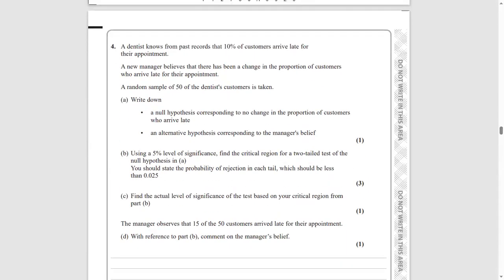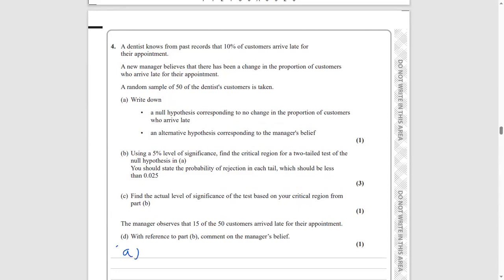So a dentist from past records knows that 10% of customers arrive late for their appointment. Okay, so a new manager believes that there has been a change in the proportion of customers who arrive late for their appointment. So we're going to take a random sample of 50 of the dentist customers. So the first part of the question says, write down a null hypothesis corresponding to no change in the proportion of customers who arrive late, and an alternative hypothesis corresponding to the manager's belief.